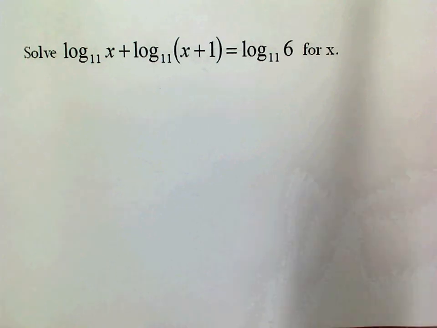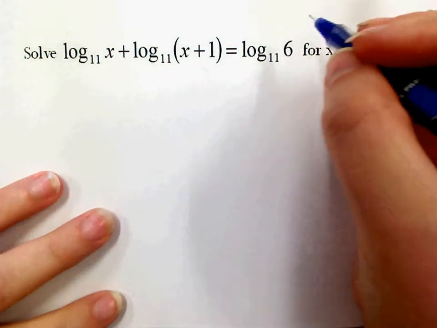Okay, so we've got log base 11 of x plus log base 11 of x plus 1 equals log base 11 of 6, and we need to solve for x. What do you think we need to do? Get x by itself? I do need to solve for x somehow. I don't know if it's possible to get it alone by itself. Do you guys remember this?